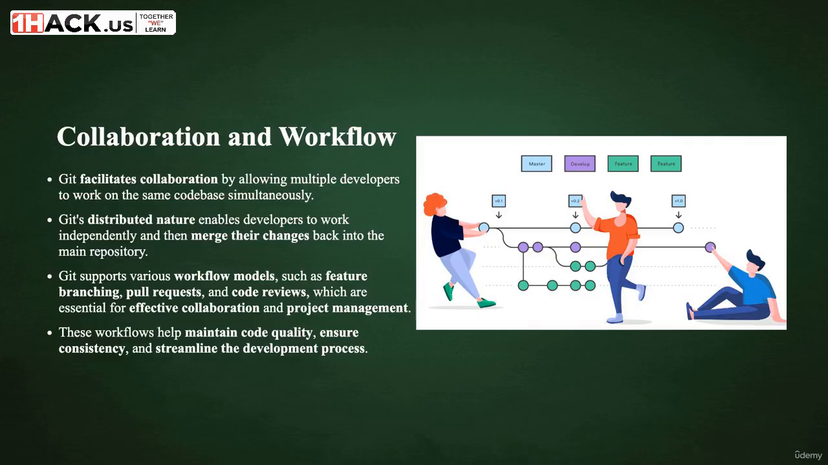For example, the feature branching workflow allows developers to create separate branches for new features or bug fixes, and then submit pull requests to merge those changes back into the main code base. This enables code reviews, where other team members can review the changes, provide feedback, and ensure the code meets the project's standards before it's integrated.